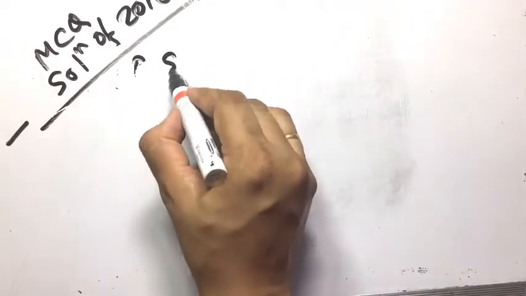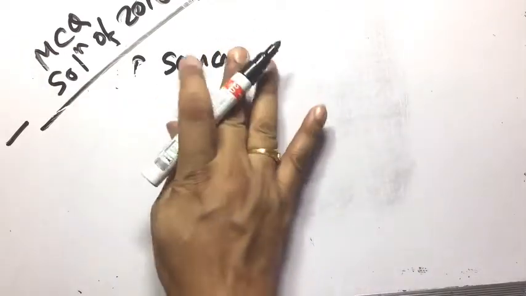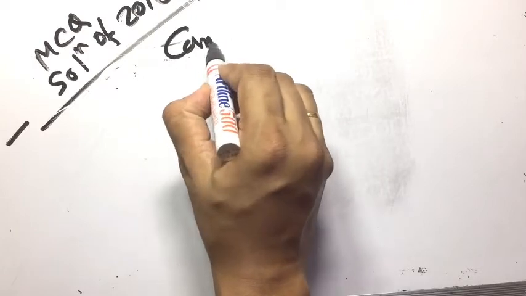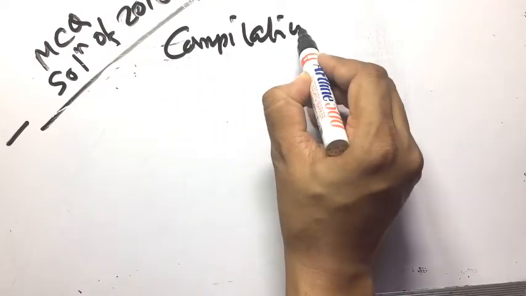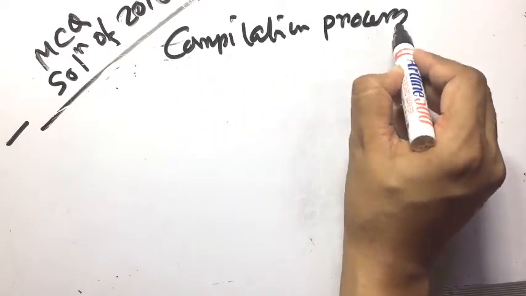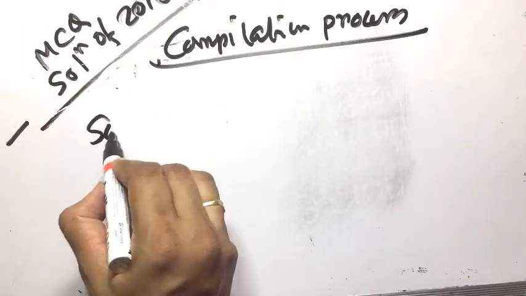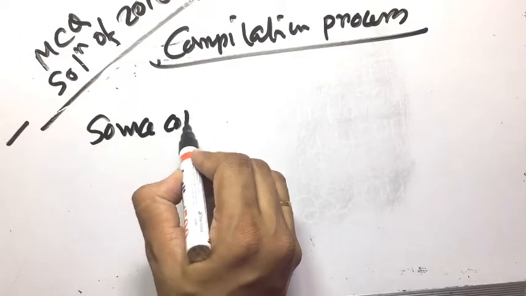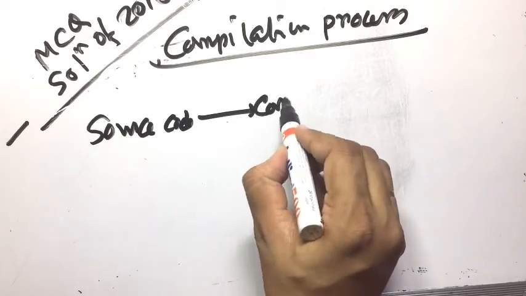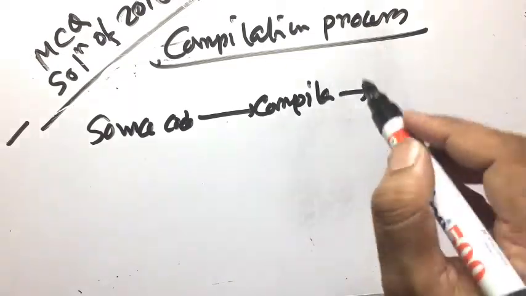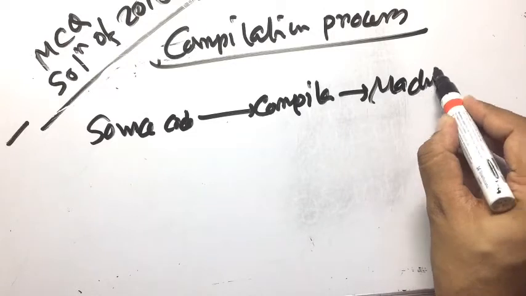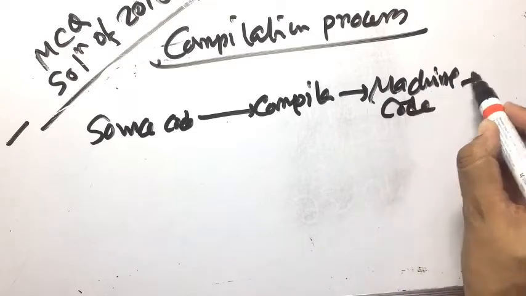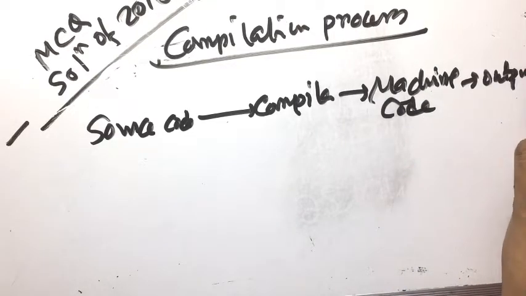If we want to know the compiler and interpreter in more detail, this is how you will develop the concept. In case of a compiler, this is a compilation process. The source code, compiler creates machine code, and that machine code is executed by the CPU to get the output. This is the way of any program compilation.